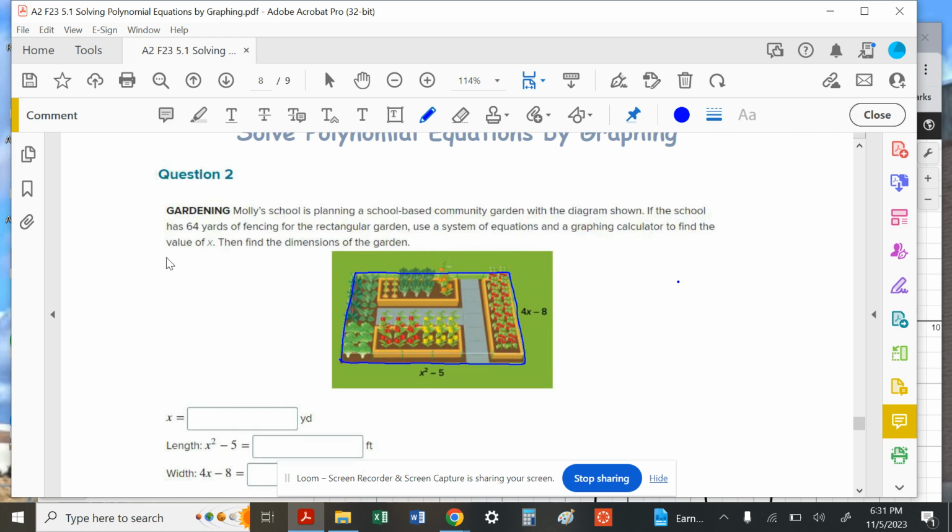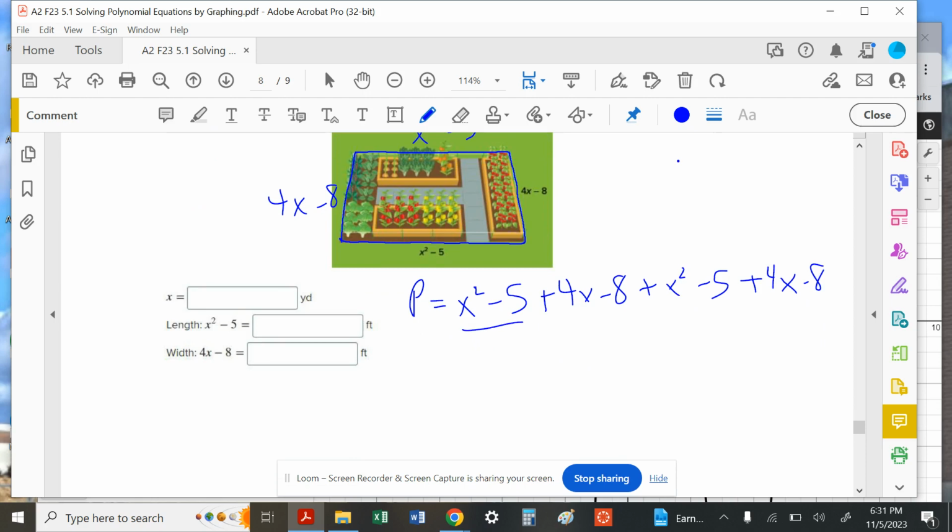So notice that we are having a perimeter. Remember, for a perimeter, we add up all these sides. So we have perimeter equals x squared minus 5 plus 4x minus 8. We have another x squared minus 5 up there, and we have another 4x minus 8 there, so plus 4x minus 8. Of course, there's a way that I could just multiply each of these by 2 and get the same answer, but I just want you to see that the perimeter is just walking all the way around and looking at that total distance. And that has to equal 64, because that's what my perimeter is.